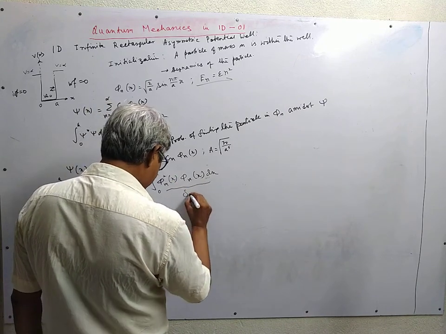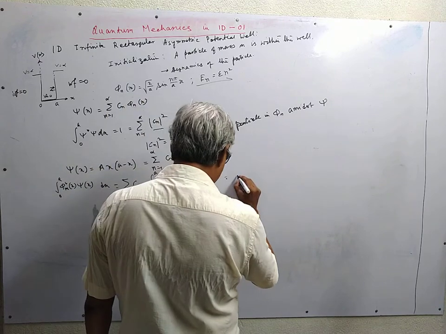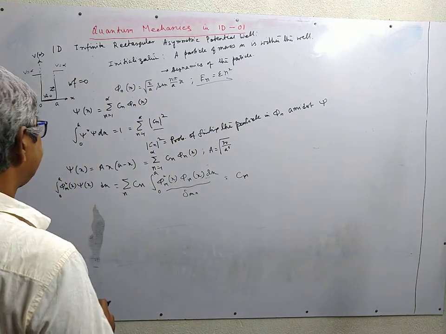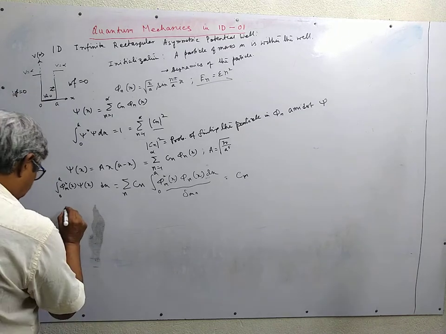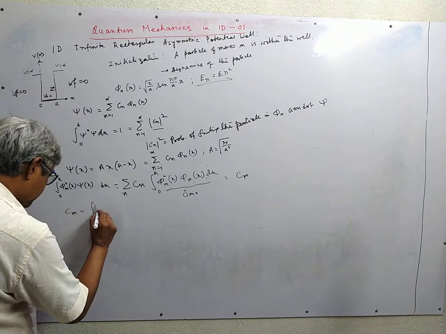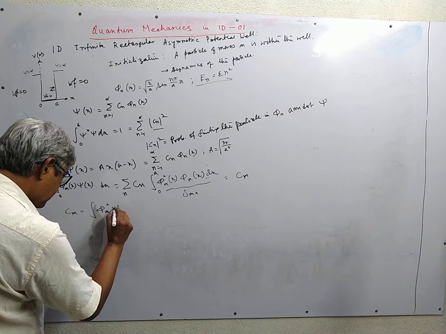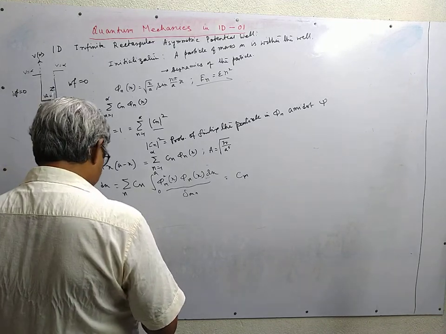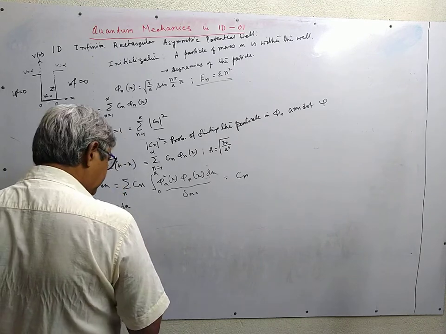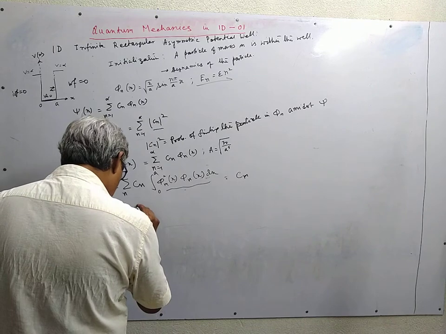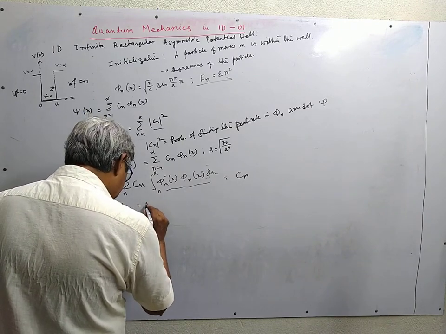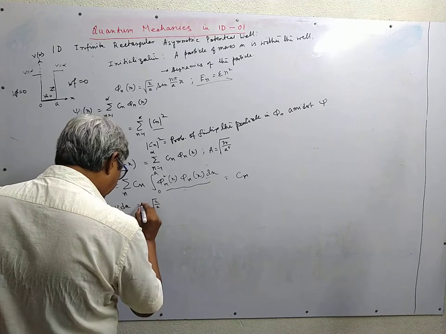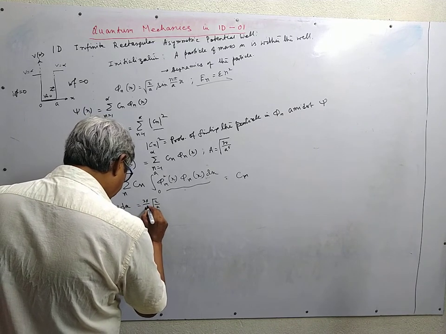This is delta function. So this is simply Cm. So we know the expression for Cm. So Cm, writing explicitly, this becomes... A coming from this it is root 2 by a, and we write for A it is 30 by a to the power 5.